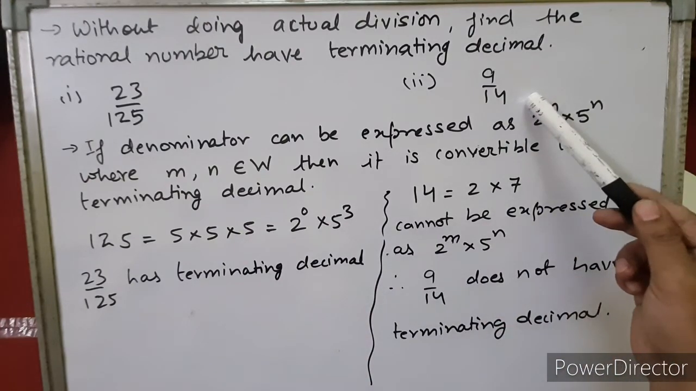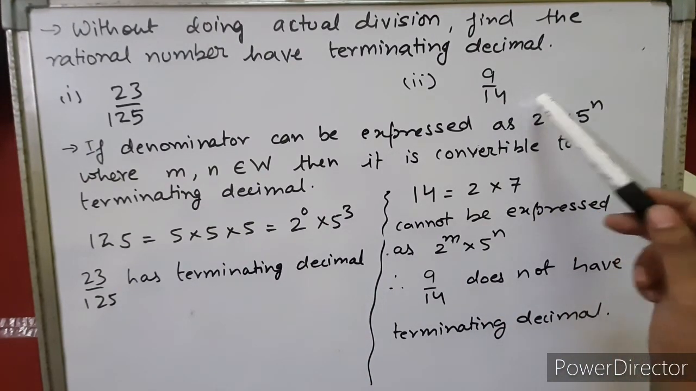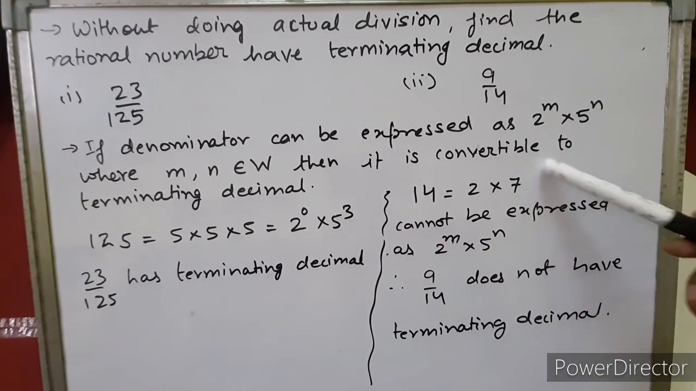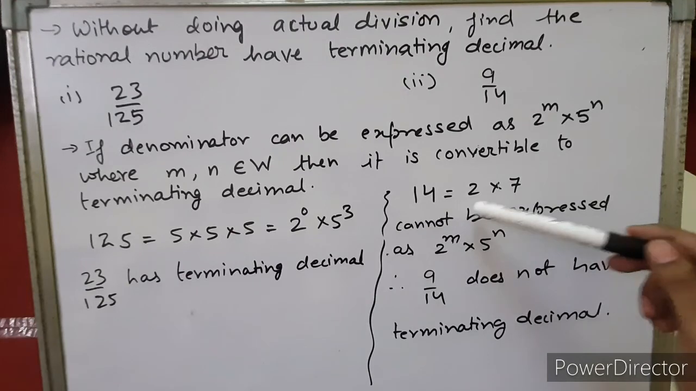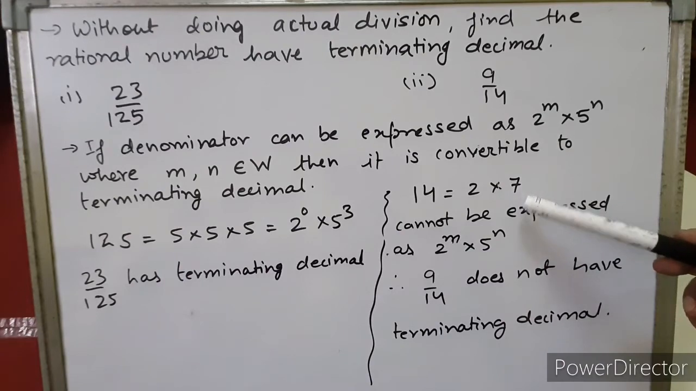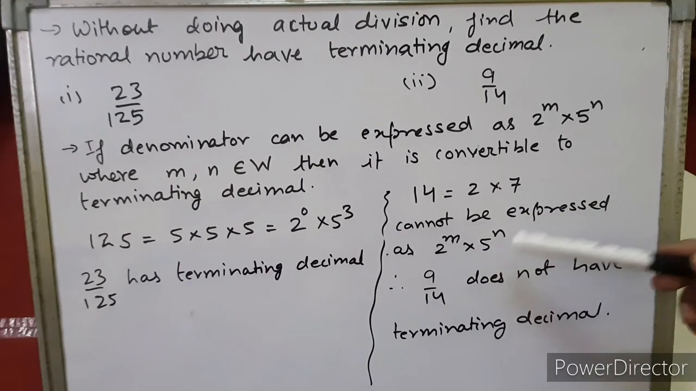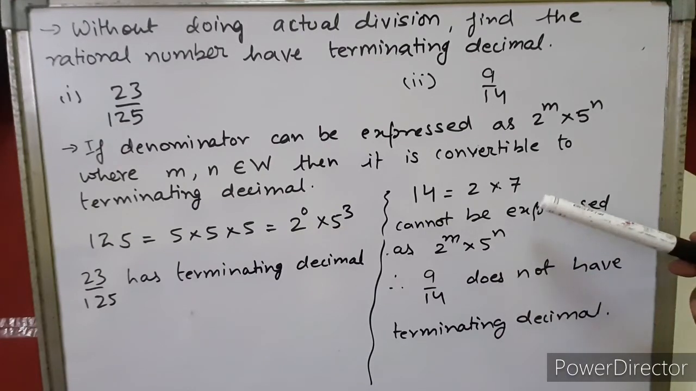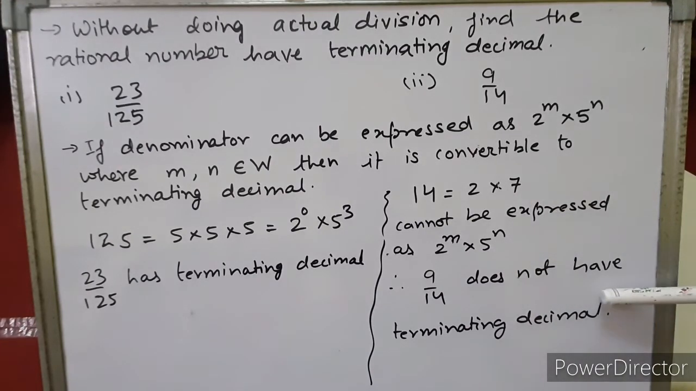If we see this rational number 9/14, on doing the factors of 14, which is 2 into 7, 7 has come now. That means the denominator cannot be expressed in the 2^m into 5^n form because we don't have 5 here, we have 7 here. So this form cannot be expressed by this denominator 14. So 9/14 does not have the terminating decimal representation.